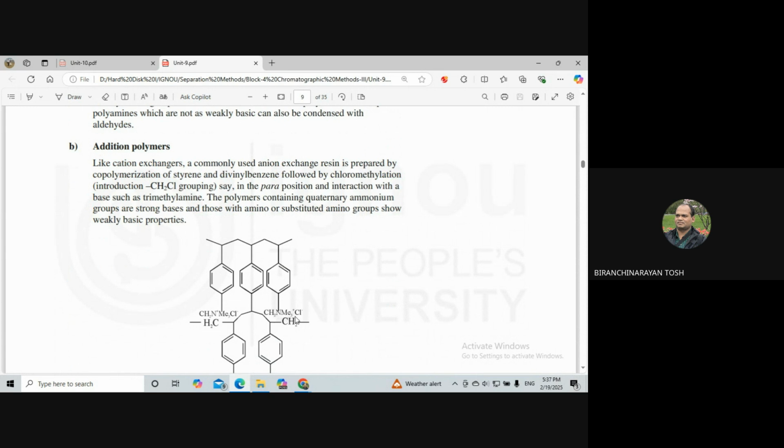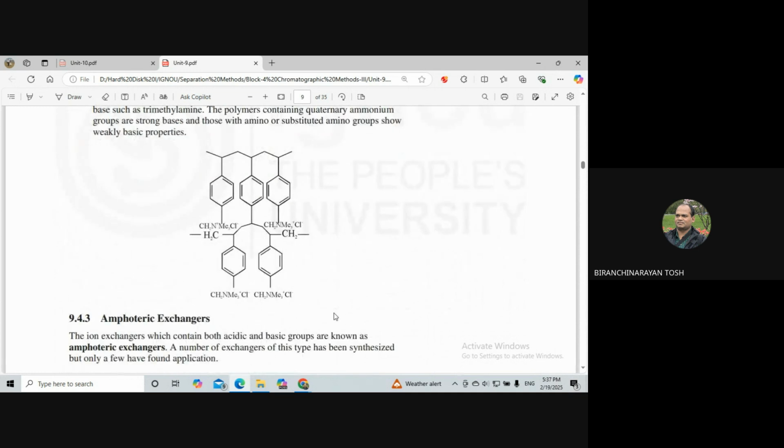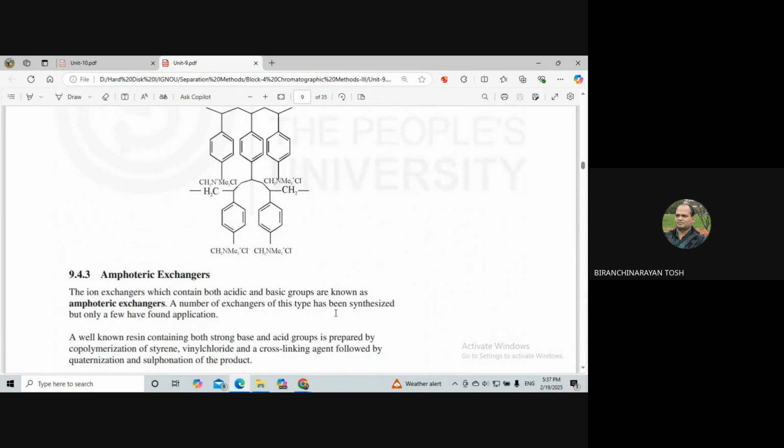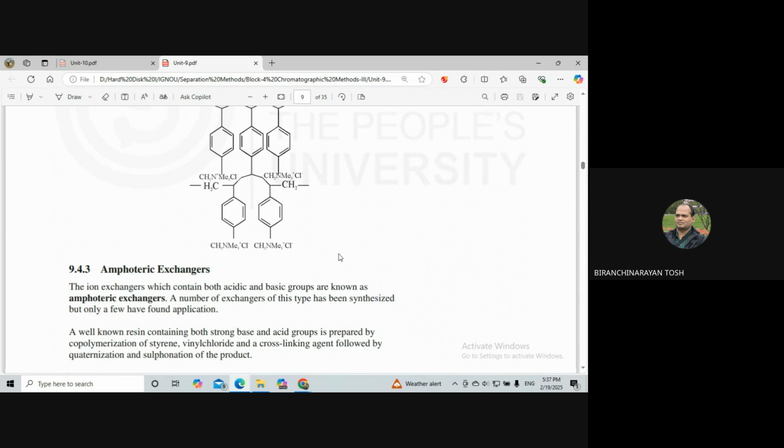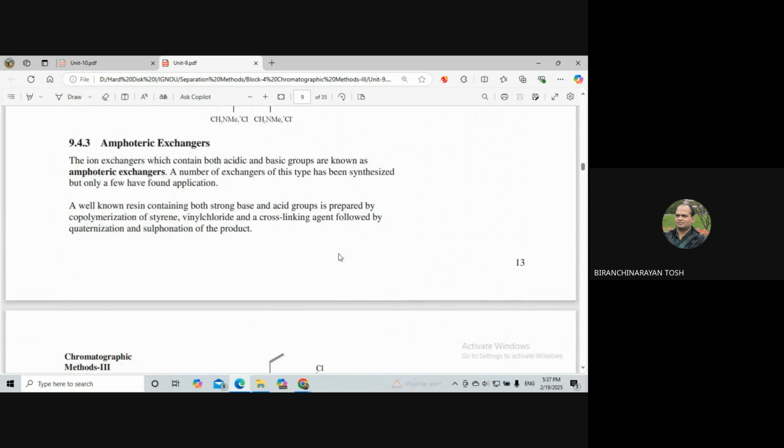So CH2NCH3 plus, this one, and Cl minus will be formed, the anion exchanger. Then the amphoteric exchangers. The exchangers which contain both acidic and basic groups are known as amphoteric exchangers. A number of exchangers of this type have been synthesized, but only one we will discuss here.